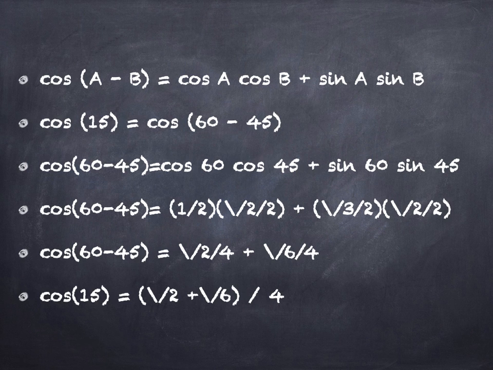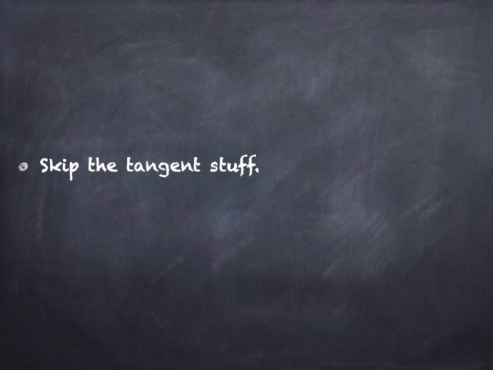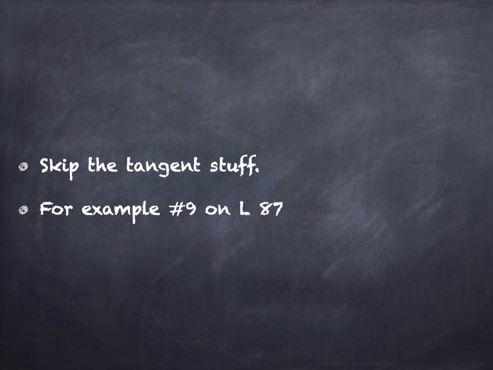Okay? Really not the kind of plug and chug, but thinking through this a little bit, you'll get them. We're going to skip the tangent stuff. So, for example, number 9 on lesson 87, you don't have to do that example, all right? And any problem for the rest of the year that asks you specifically about the tangent of A plus B or A minus B, we're going to skip those, okay? It's not worth it at this point in the year for us to spend time on that. We'll probably have to deal with it again another time, but not this year, okay?